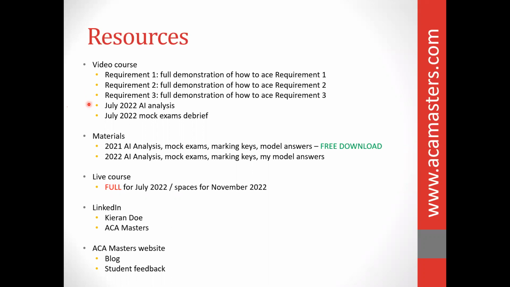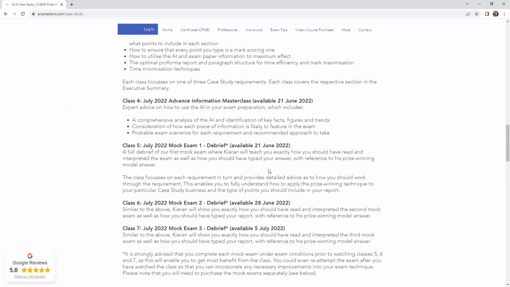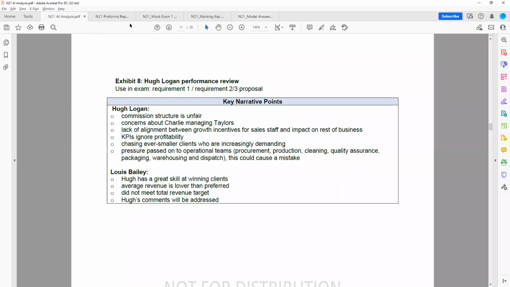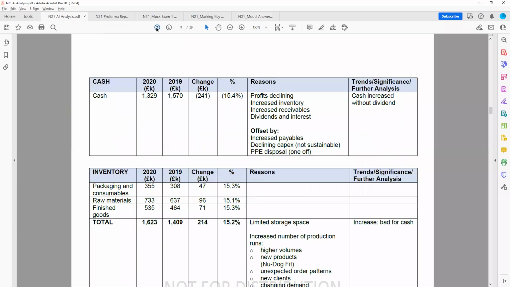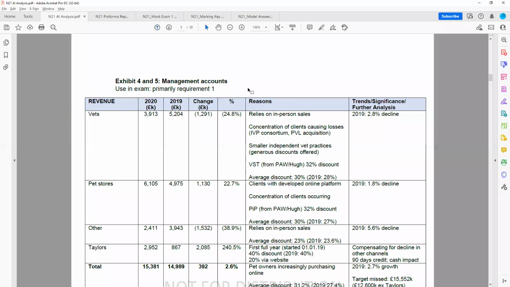So then there'll be the AI analysis video as well, part of the video course. That's due to be released on the 21st of June. And so I'll be working through the July 22 AI. I would have produced a document similar to this. So I'd have analyzed the management accounts. I'd have identified what all the relevant points are as to why things have gone up or down in the past, the trends, the areas of significance.